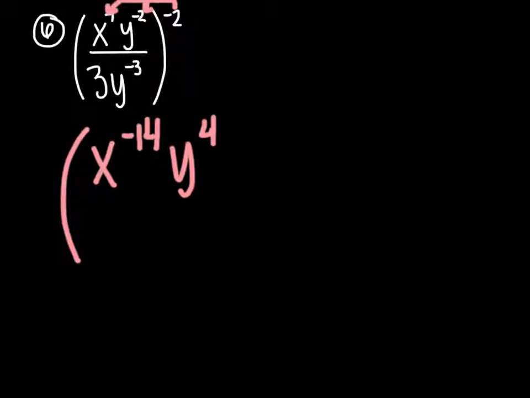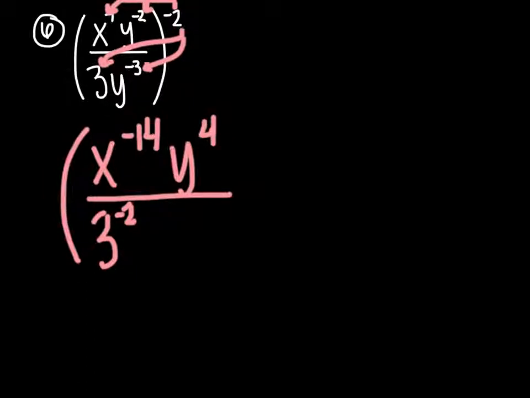Negative 2 times negative 2 is positive 4. So then this negative 2 also comes down here. The exponent on the 3 is 1 right now. So that's going to be 3 to the negative second. And then this is also going to come to this y on the bottom. So y, negative 2 times negative 3 is positive 6. So that's what we have so far. We distributed that negative 2.